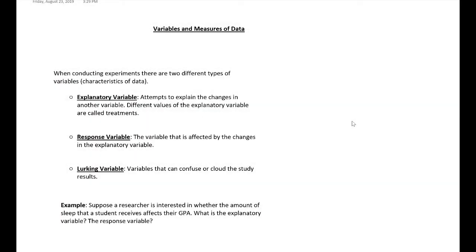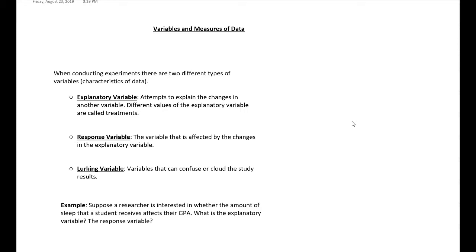All right, in this video, we're going to go over the topics of the different variables of a data set and what we call measures of data. When conducting experiments, there are two different types of variables that are of interest to the researcher. You have something called the explanatory variable. The explanatory variable is a variable that tries to explain the changes that are happening in the other variable.